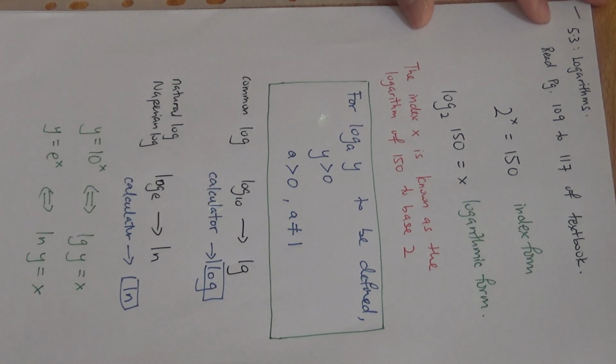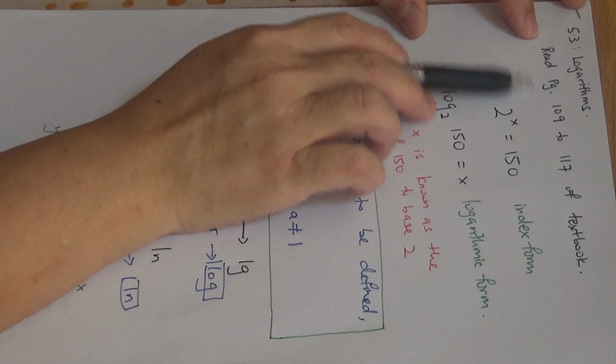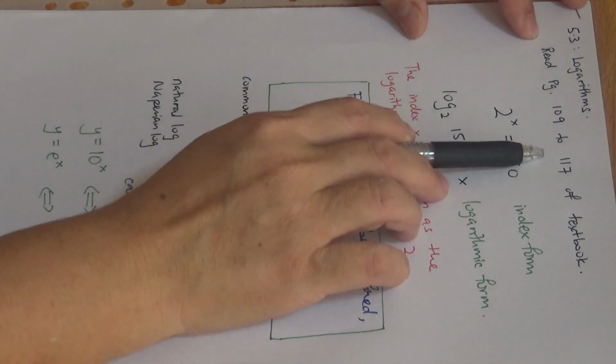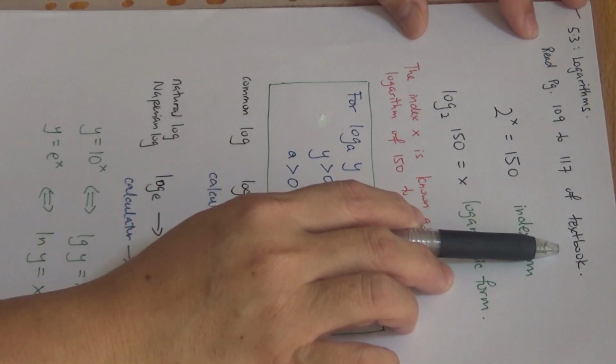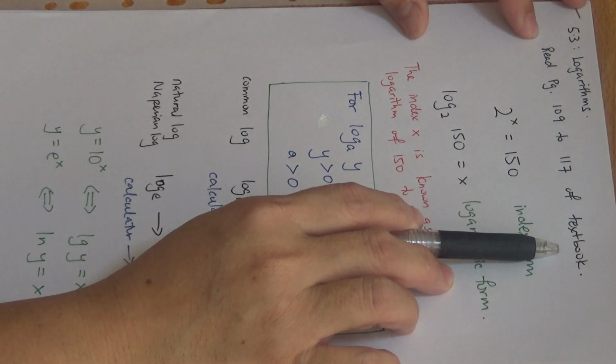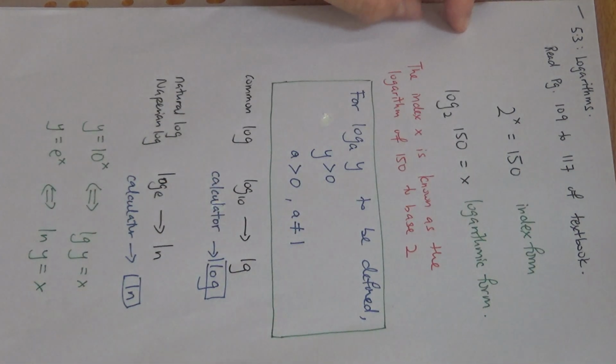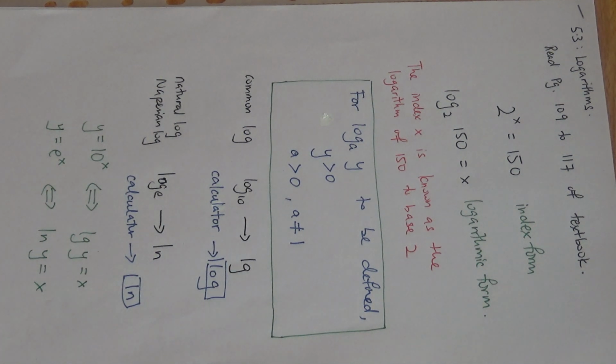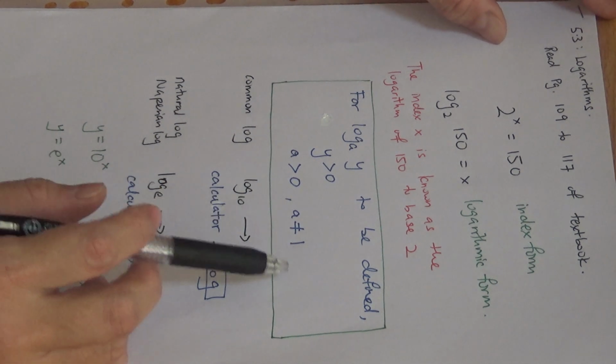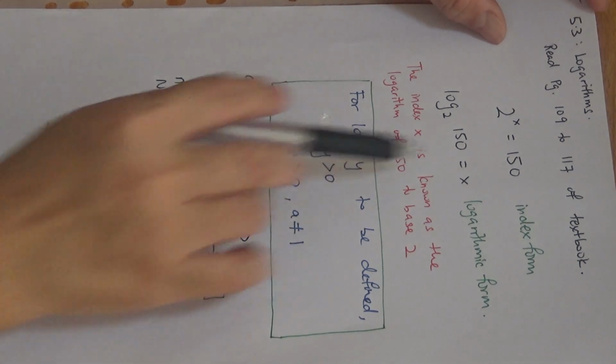Today we are going on to section 5.3 of your A Maths textbook. You are expected to read page 109 to 117 of the textbook yourself, because this is the way to get it done and you have to understand it yourself. I'm just going to explain the main things in this section 5.3.